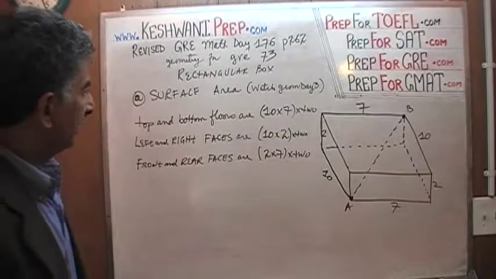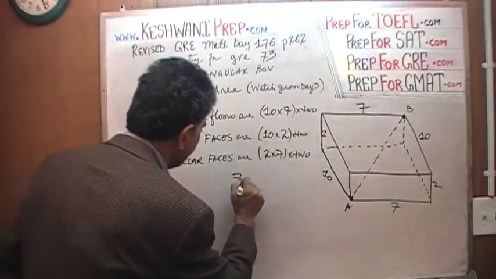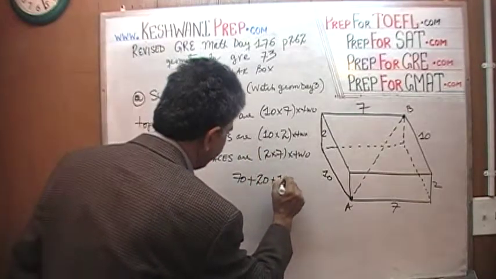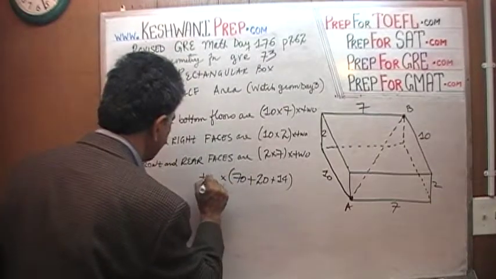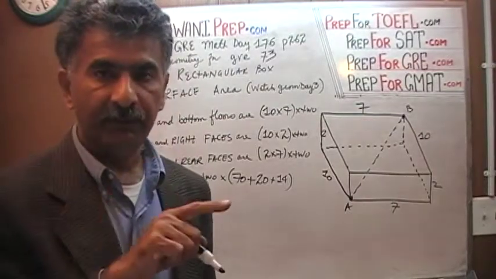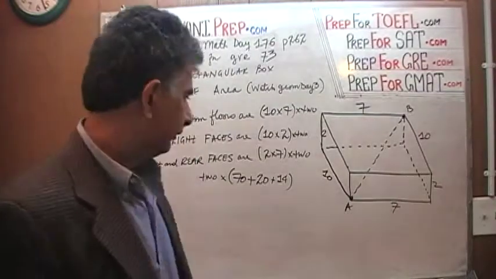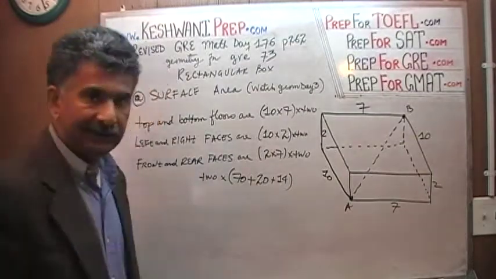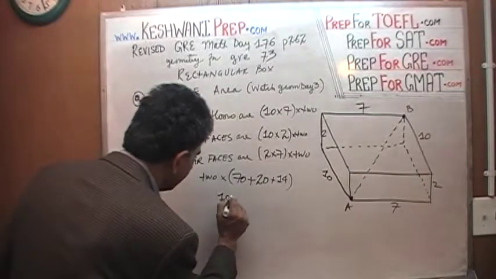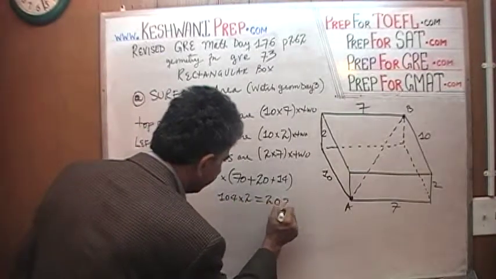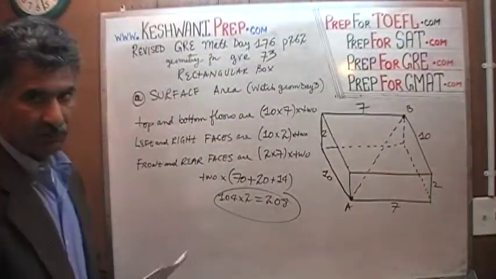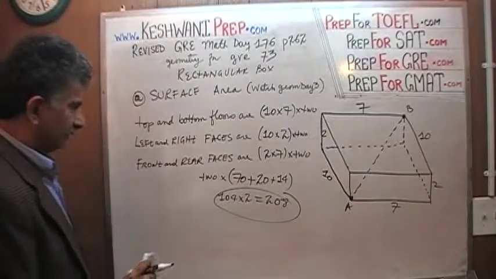So all we have to do is simply do it out. 10 times 7 is 70. 10 times 2 is 20. 2 times 7 is 14. Times 2, because we have the front face, the rear face, the left face, the right face, the top face and the bottom face. 70 plus 20 is 90. 90 plus 14 is 104. 104 times 2 is 208. That's our surface area, 208.